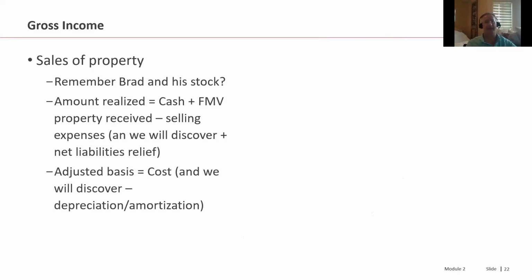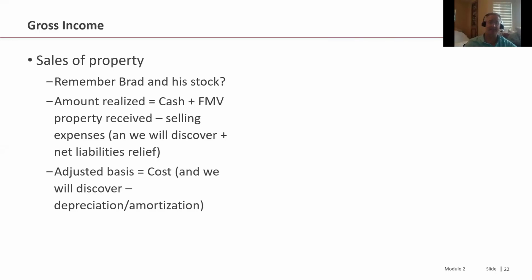Okay, but what about when we have something besides earning income through wages? Something like the sale of property. So let's go back to Brad and his stock. We know the amount realized that he received for the sale of the stock. Let's go ahead and define that, and we'll define it more later. The amount realized is any cash plus the fair market value of any property you receive minus any selling expenses, and as you'll discover later, plus any net liabilities relief. That's the amount realized. His adjusted basis was his cost, and later on we'll discover that we're going to adjust that basis for depreciation and amortization.